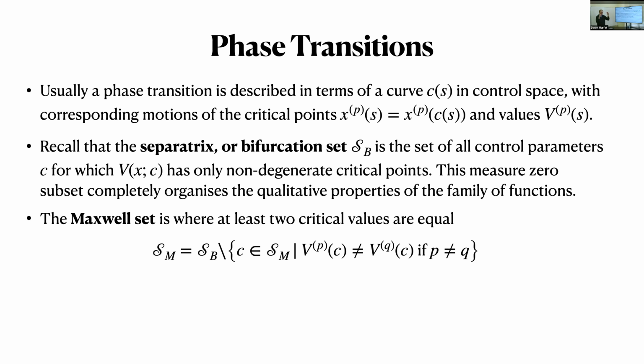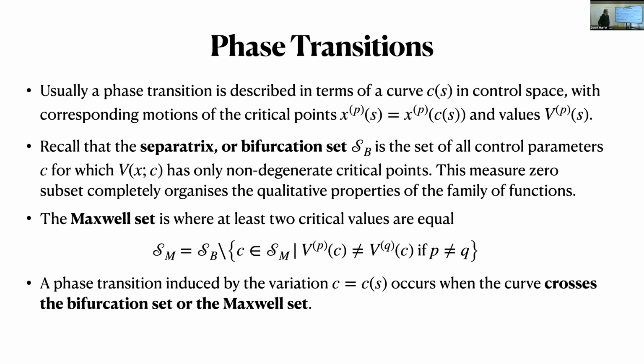That's right. So that's where two critical values hit. The separatrix is where two critical points hit. This is where critical values hit. Maybe more than two. Maybe three merge together at once in the Maxwell set. Maybe three critical points merge together in the separatrix. Okay, so this was a bad slide.